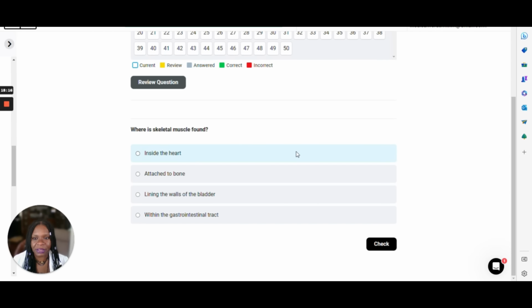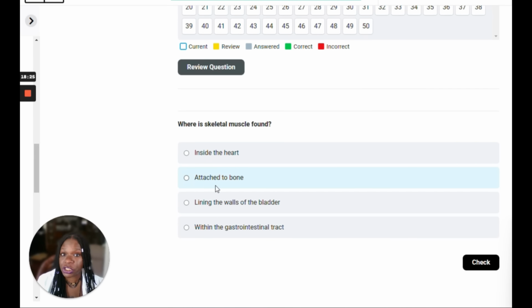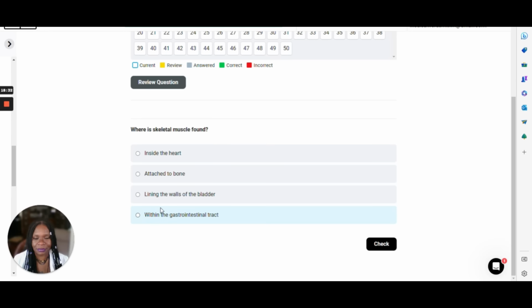We have question 7. Where is skeletal muscle found? Keyword, skeletal, right? Is it inside the heart, attached to bone, lining the walls of the bladder, or within the gastrointestinal tract? I'm going to tell you guys, because of that keyword skeletal, I'm going to go with attached to bone. And here's why.